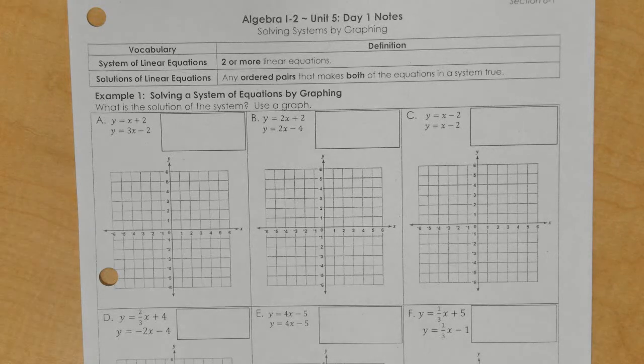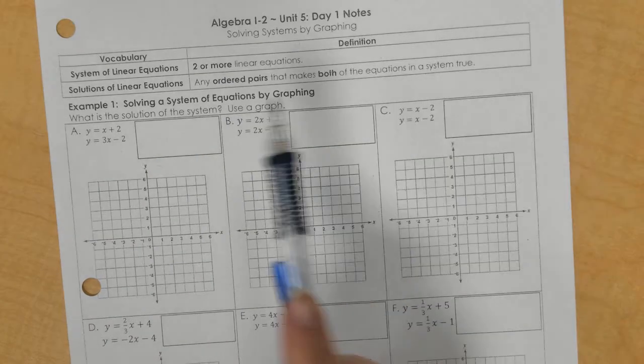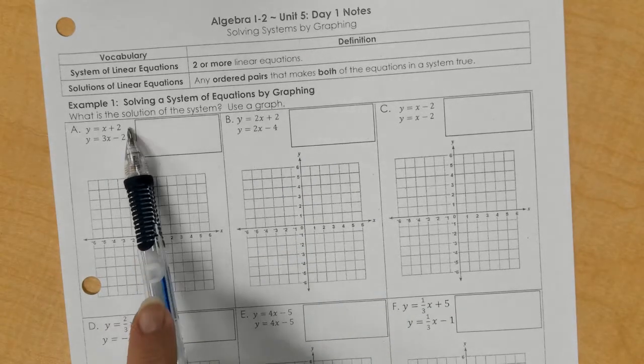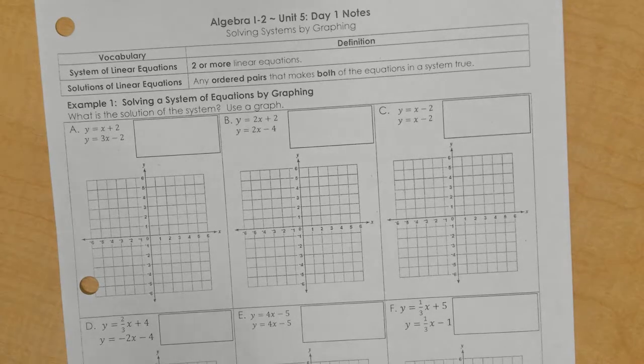For Unit 5, Day 1 Notes, we are going to be graphing linear systems. So what is a linear system? It is called a system of linear equations, also known as a linear system, and that is two or more linear equations at the same time. In all of these problems, I give you two equations, which means you're going to be graphing linear systems.